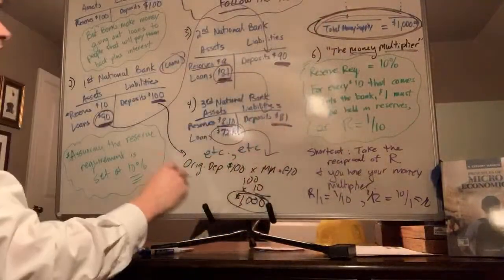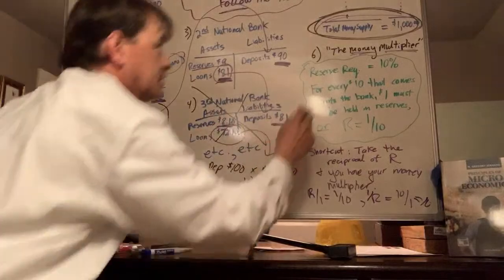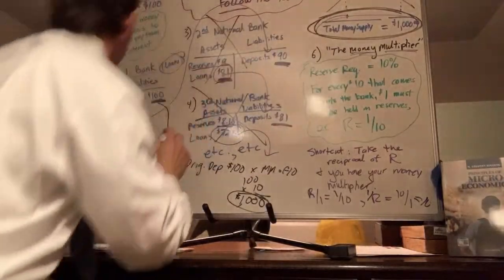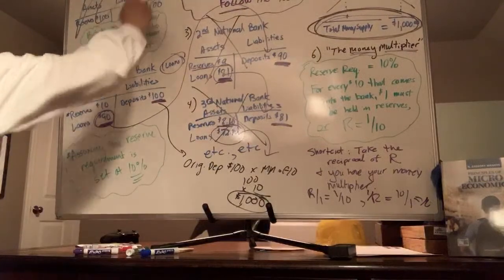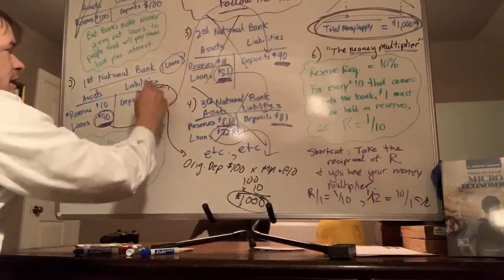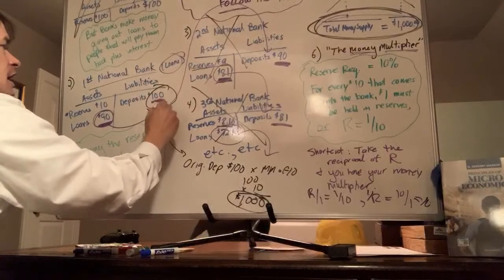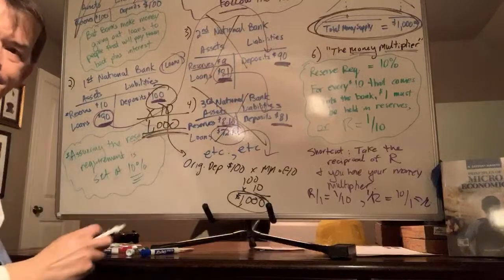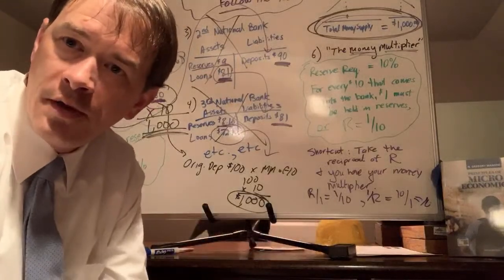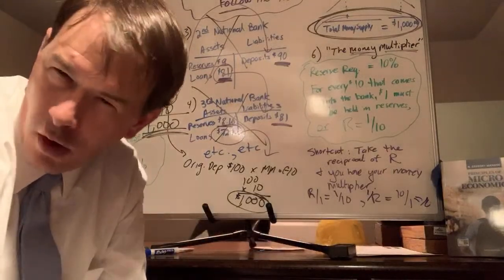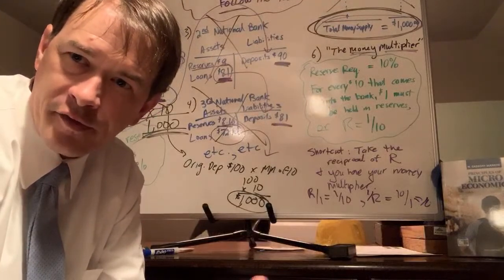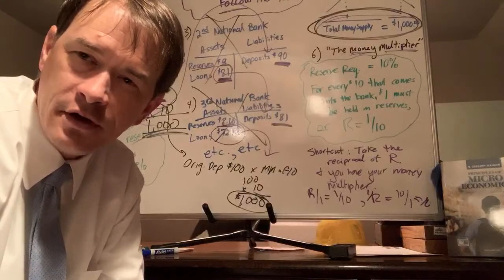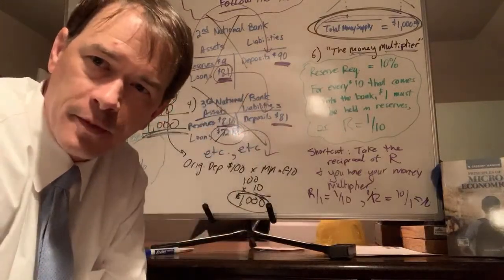You don't need to do this, etc., etc. You don't need this because they're definitely going to make loans. All you need to know is your original deposit times your money multiplier. You got 1,000, baby. I had to walk you through step by step so you'd understand how the system works. But all you need to know now is for the money multiplier, take my reserve ratio, take the reciprocal.